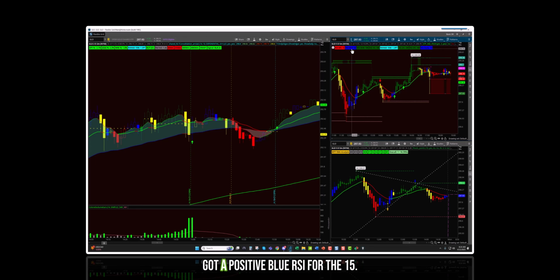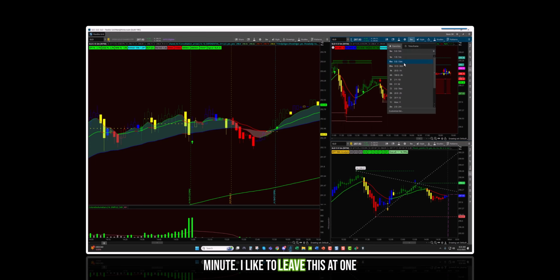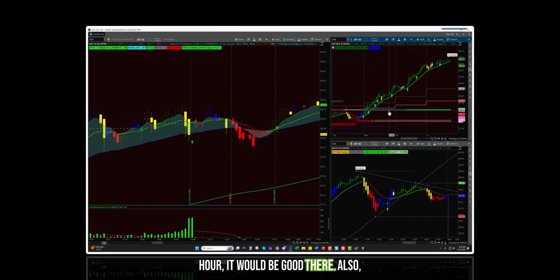You've got a positive blue RSI for the 15. Here the 30 is green, the hour's green, the 2 hours green, the 4 hours green, and the daily. So you can see that everything is pretty much lined up except the 5-minute. I like to leave this at 1 hour, so we leave it there.